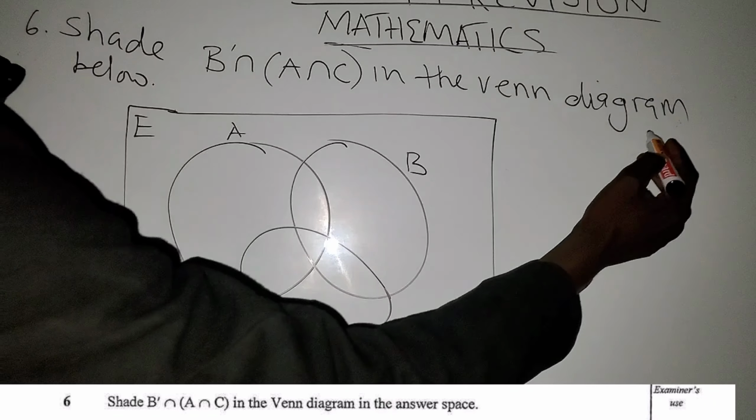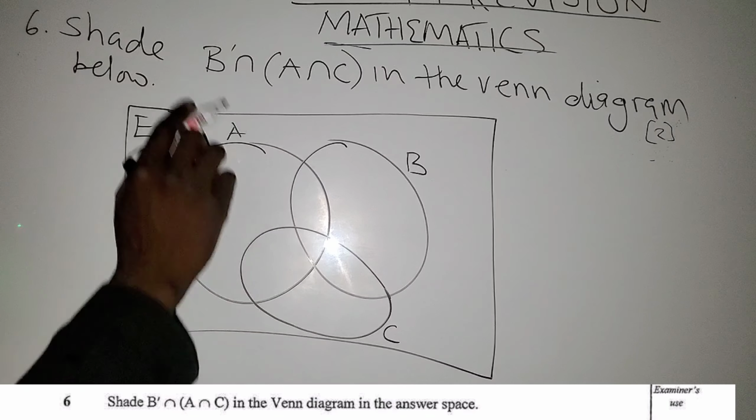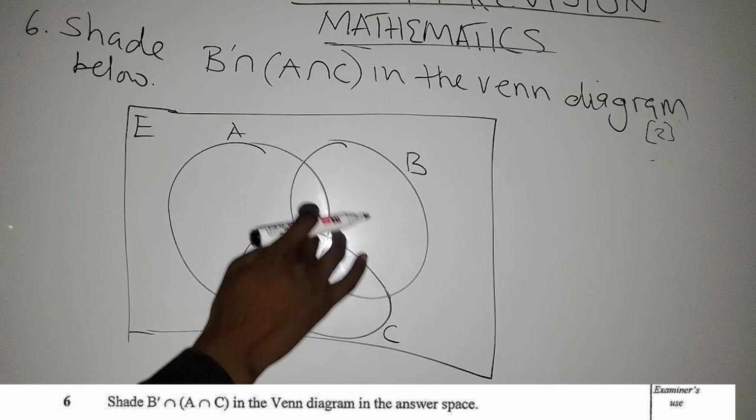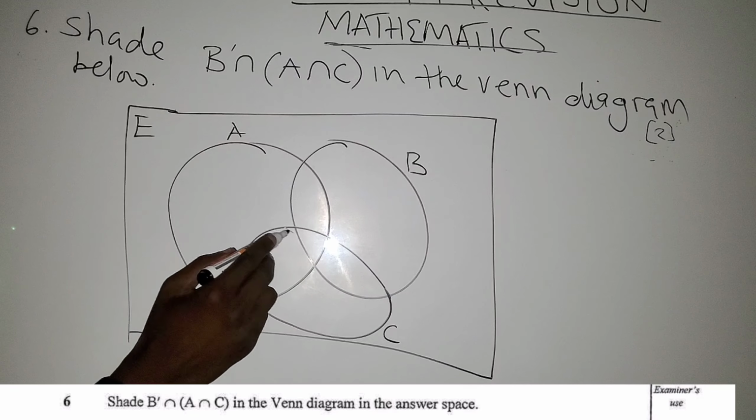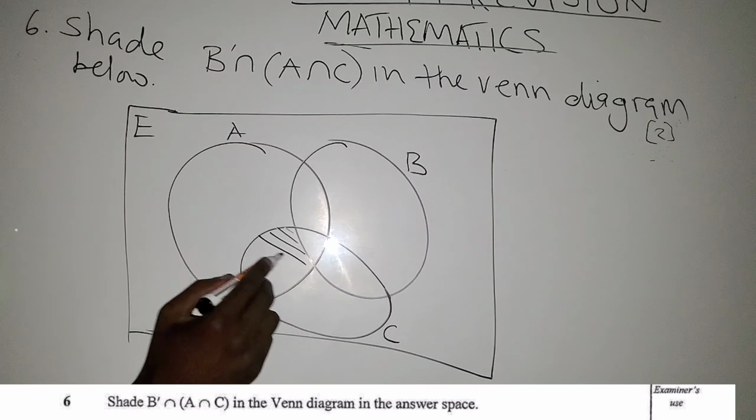This is also 2 marks. I can assure you that you can answer this one in less than 10 seconds, I mean, not minutes, sorry. Because the one with the complement here is B, so I'm not going to shade B. And there is intersection, so we're not going to shade the inverted set. We're only going to shade A intersect C, and A intersection C is this.